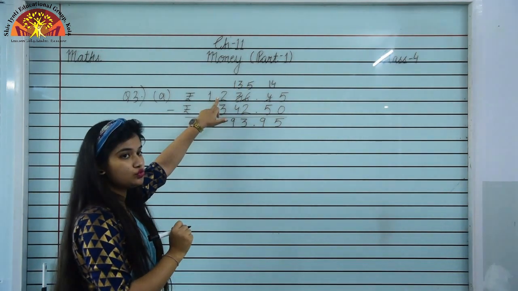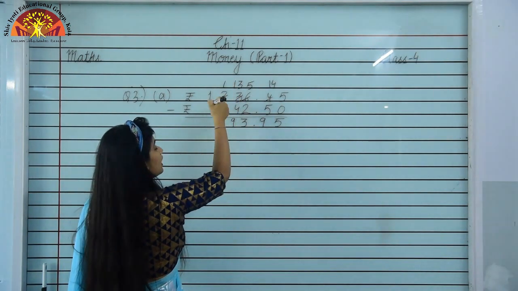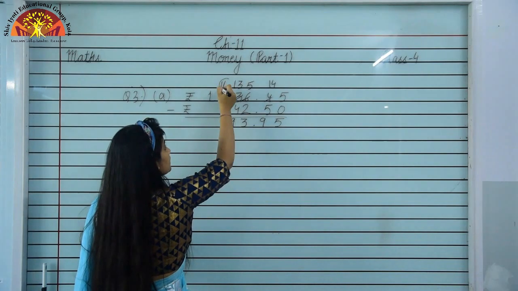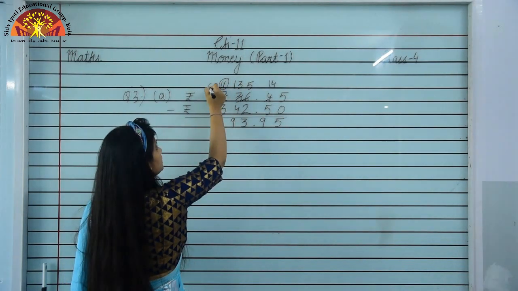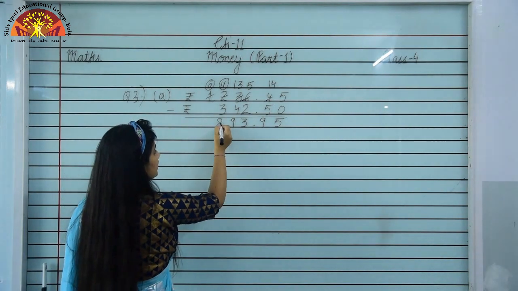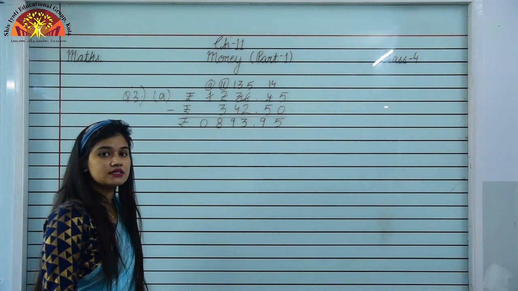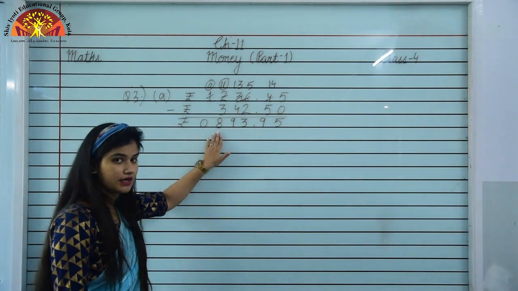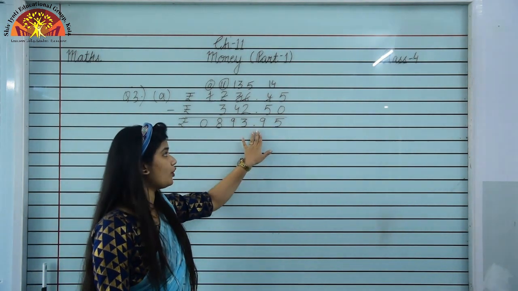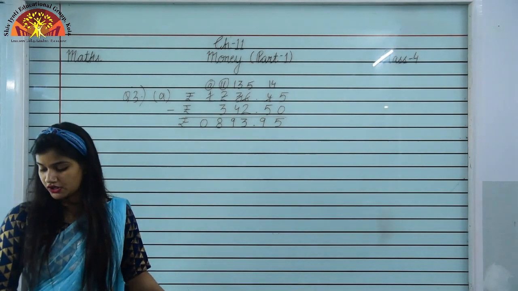As you can see, we had borrowed 1 from 2, so it will be 1. Again we have to borrow 1, it will be 11 and the other will be 0. Now 11 minus 3 is 8, and here 0. So what is the answer? The answer is 893.95. Is it clear, students? In this way you can do subtraction also.